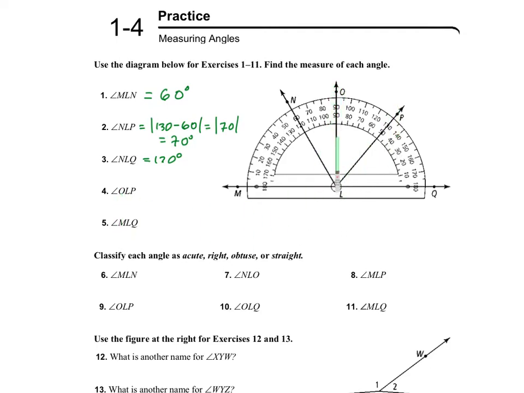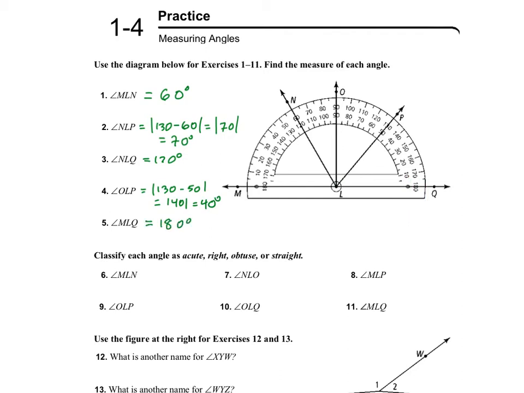Angle OLP is this one right here. So it's 130 minus 50, and the absolute value is 40. So this is 40 degrees. And MLQ is just 180.